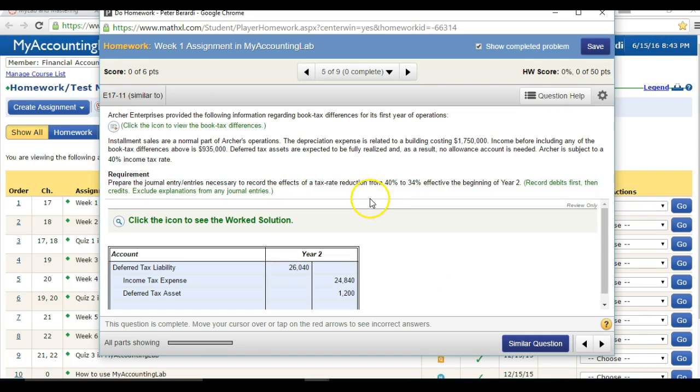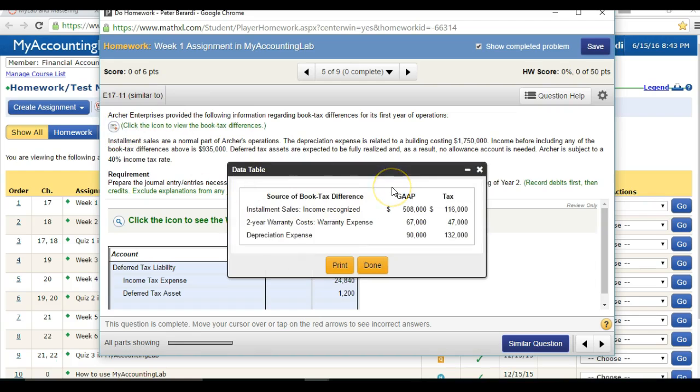So, what they want is prepare the journal entries necessary to record the effects of a tax rate reduction from 40% to 34% effective the beginning of year 2. So basically what we have to do is figure out the differences between GAAP and tax and the impact of the tax rate change. So here they give us some information.